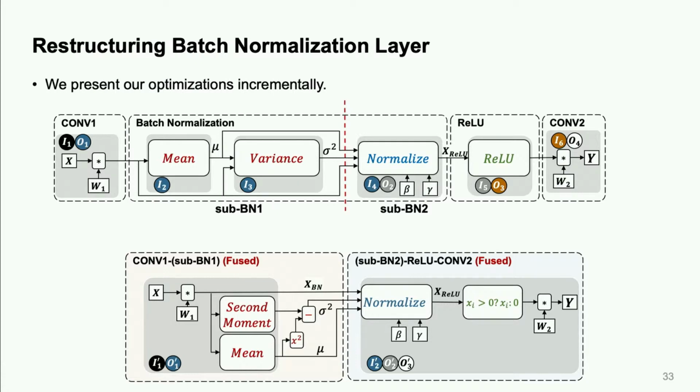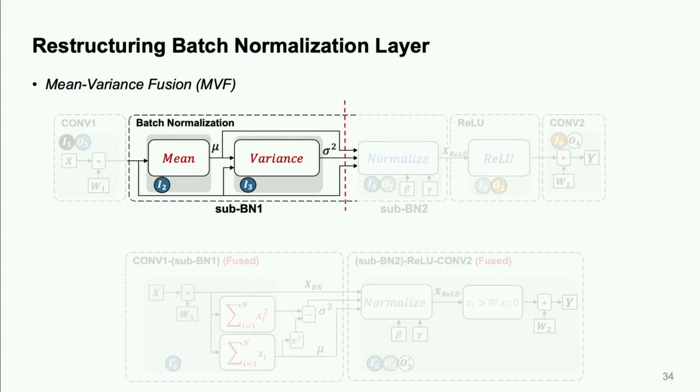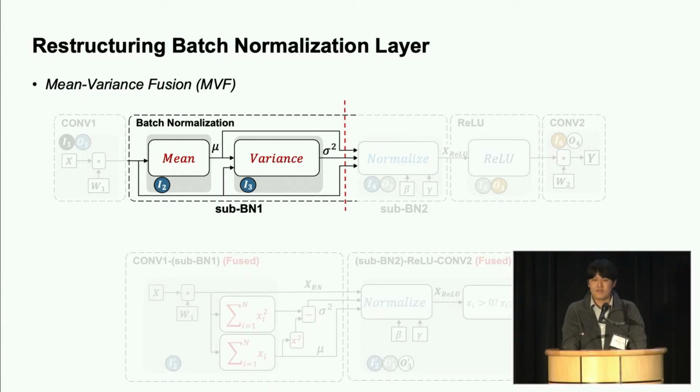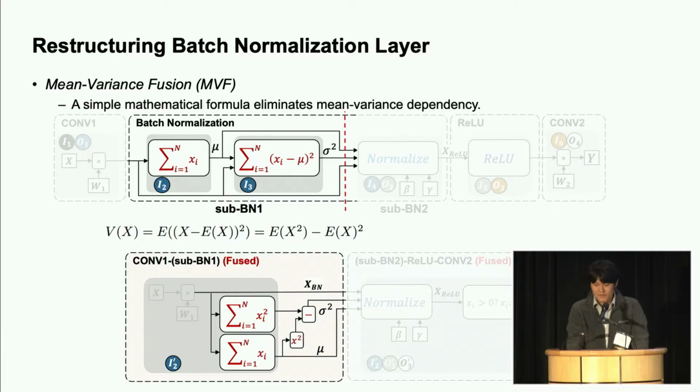So let me show you the optimizations implemented here one by one. First of all is MVF, which is mean variance fusion. The actual formula is like this. It sweeps input feature maps 2 times to compute the mean per channel and the variance per channel. However, if we exploit this simple mathematical formula, computing the second moment instead of the variance, we can now compute mean and second moment together, reducing one memory read on a whole batch, as the dependency between the mean and the variance is gone.